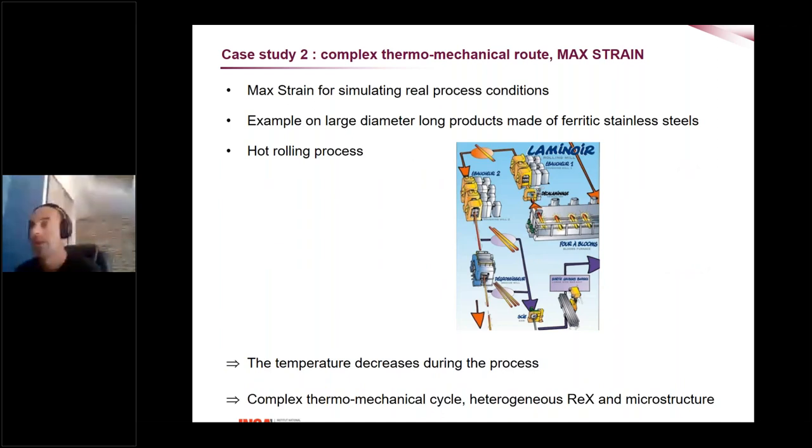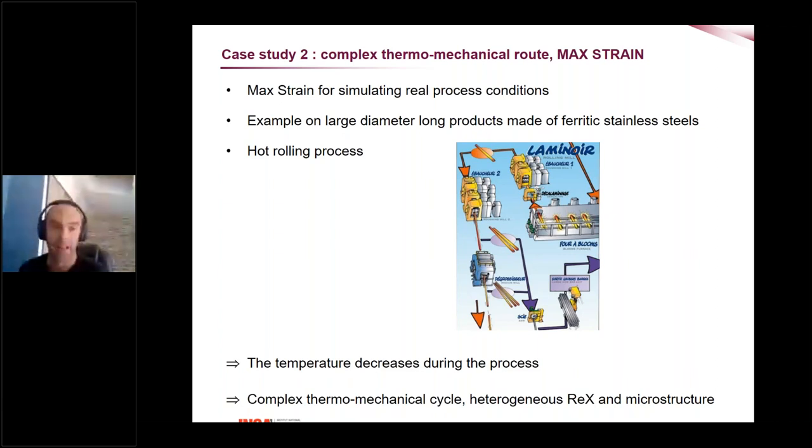Here we are talking about long products, large diameters made of ferritic stainless steels. I won't give you a lot of details. I'm not allowed to do that, but at least you know it's ferritic stainless steel and it's a hot rolling process. And you can see that there are a lot of different steps. The temperature is decreasing during the process. And so you can imagine that the accumulated strain is increasing, but the temperature is decreasing during the process. And so this is a very complex thermomechanical cycle with recrystallizations that should happen inside.